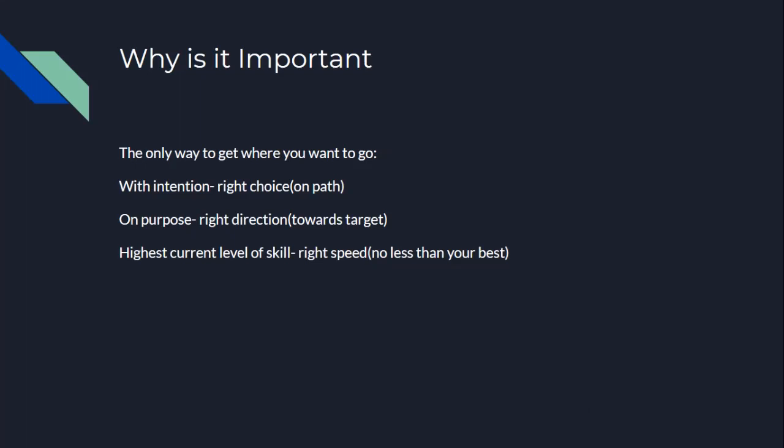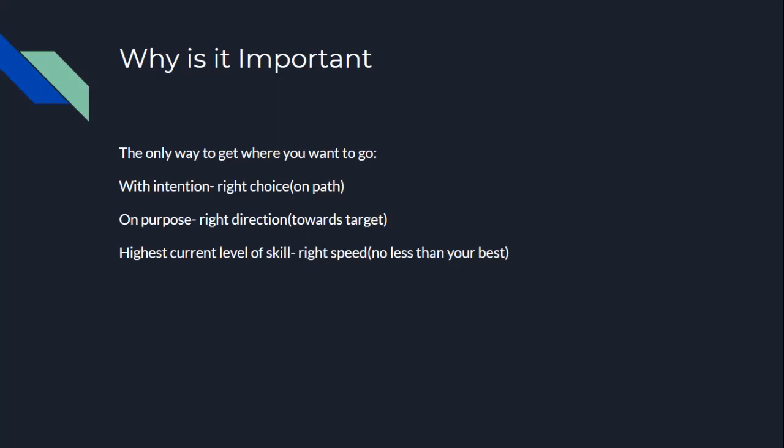So why is this idea important? The only way to get where you want to go, whether you're a player, you're a coach, you're a doctor, you're a school teacher, if you have an ideal version of you, the only way to get there is with intention. So making the right choice, the on path choice, choosing to get on path towards that destination. On purpose is your right direction. So choosing towards that best version of you, towards that ideal target, towards that goal that you want to accomplish.